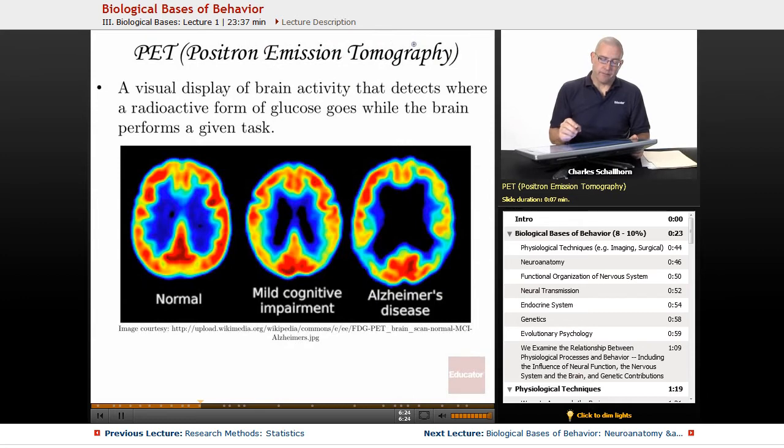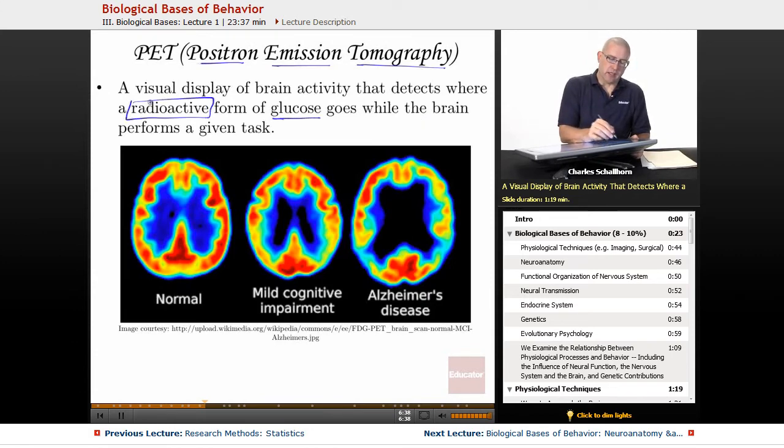Then there's the PET, the positron emission tomography. And it's a visual display of brain activity that detects where a radioactive form of glucose goes while the brain performs a given task. And so when we say radioactive, we're not talking about the kinds from the 1950s B movies where ants turn into these huge monstrous creatures. But rather, it's a tiny little bit that gets inserted into your bloodstream, and then it starts working its way around the brain. And so what happens is you can measure blood flow, not blood flow, sorry, that was the fMRI. You can measure glucose. Where is the glucose being active?